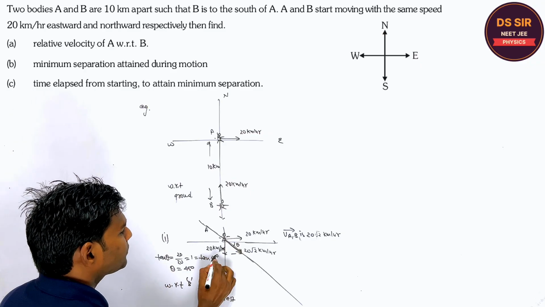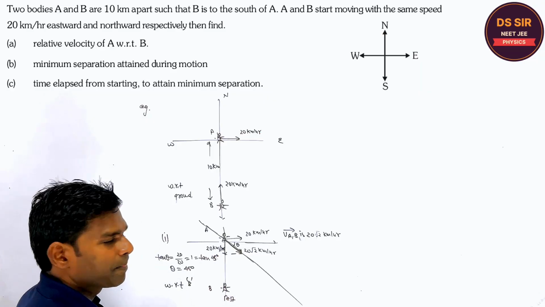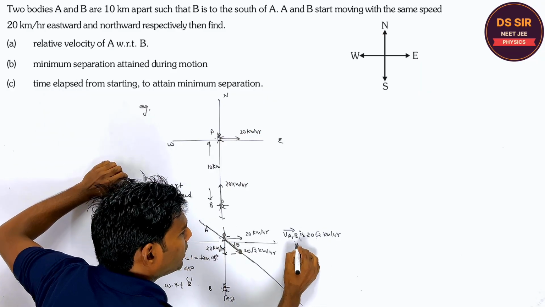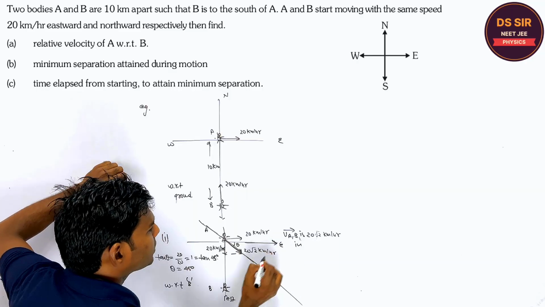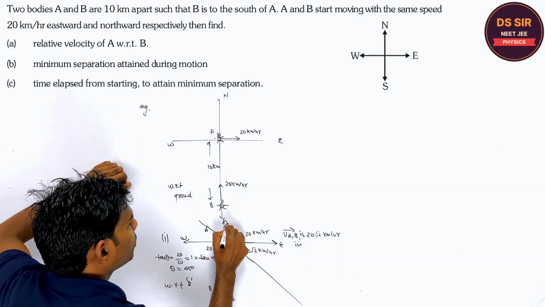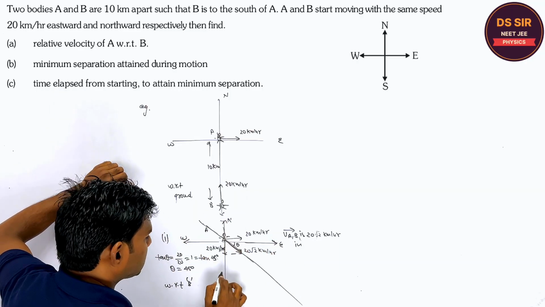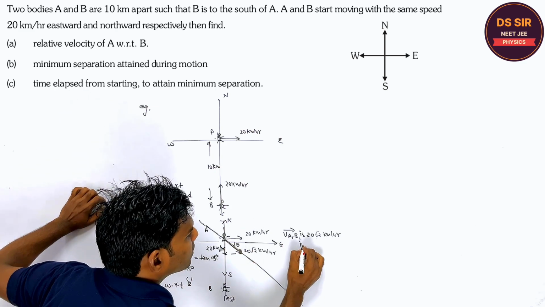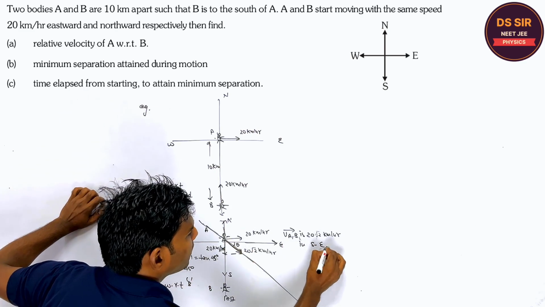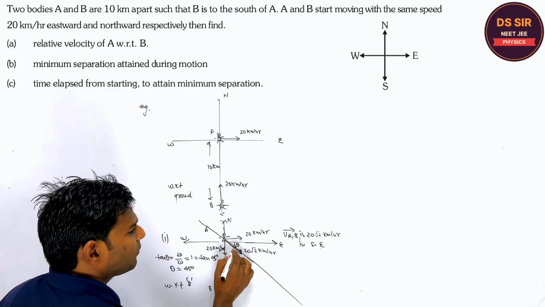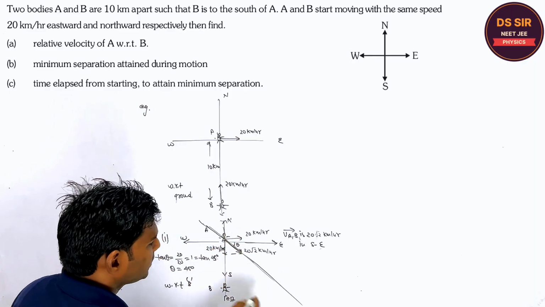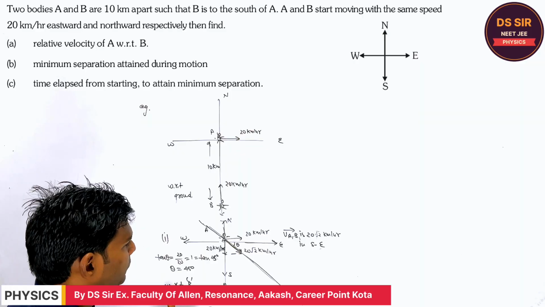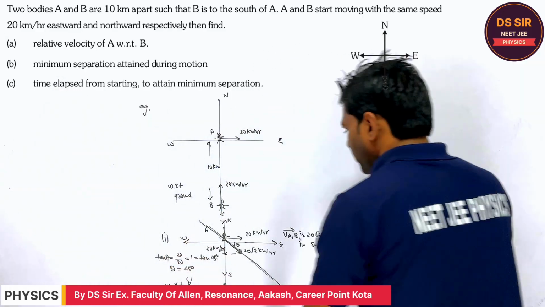So this is 20 root 2 kilometer per hour. In what direction? This is east, west, north, and this is the south. It is the southeast direction, when the angle of 45 degree is made in between the east and south. So it is called the southeast direction. Is it clear or not? Right. So this is the first part.